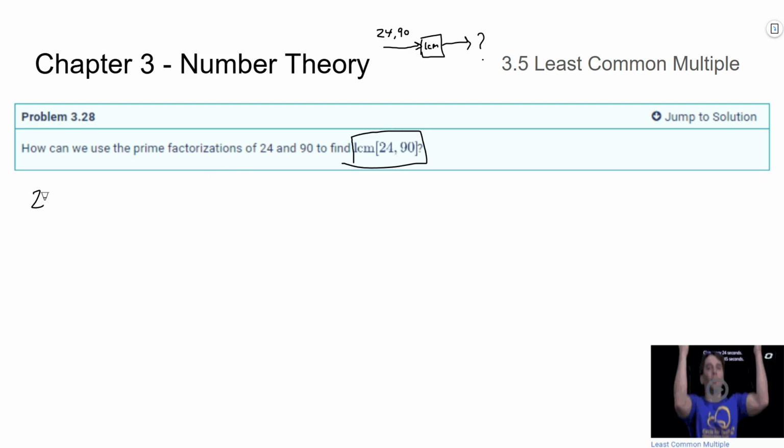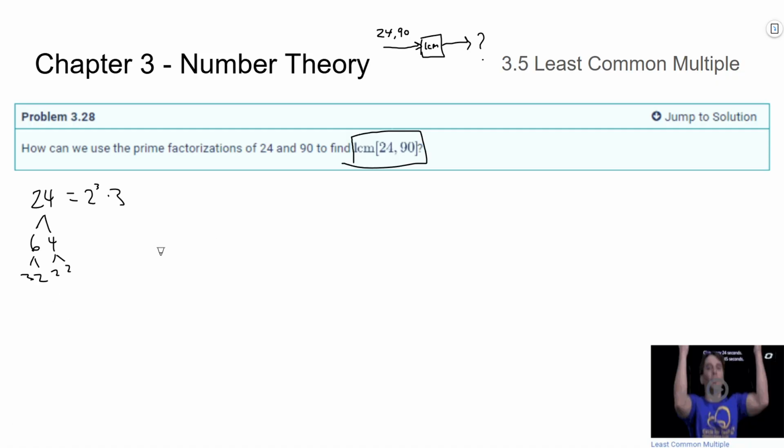So 24, let's get the prime factorization for that. It's going to be 6 times 4. That's fine. 3 times 2, and 2 times 2. Okay, so prime factorization is going to be 2 cubed times 3.